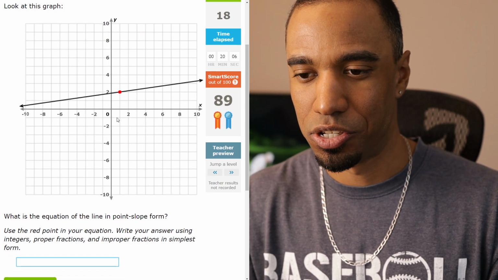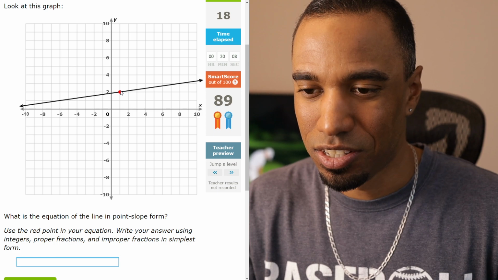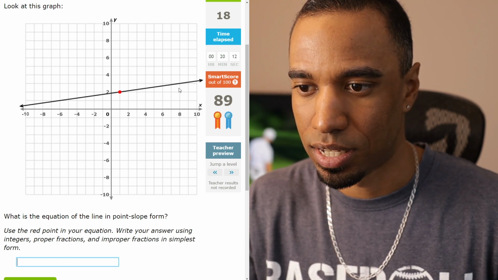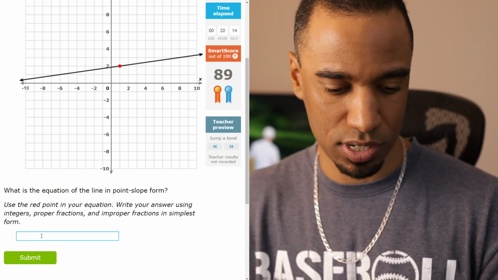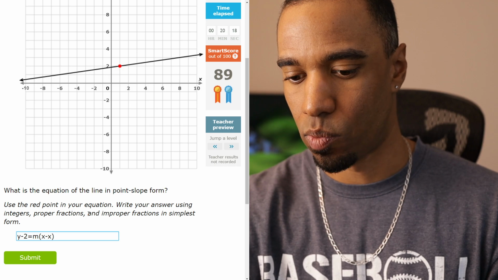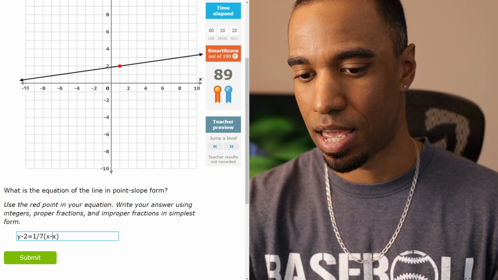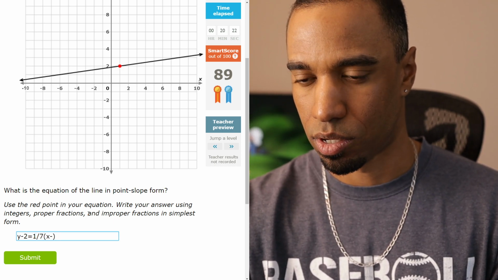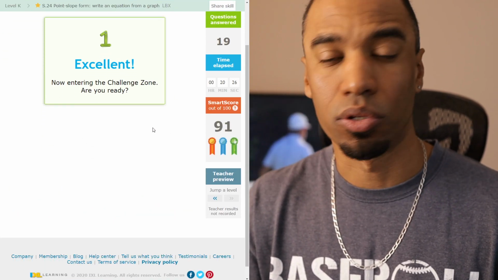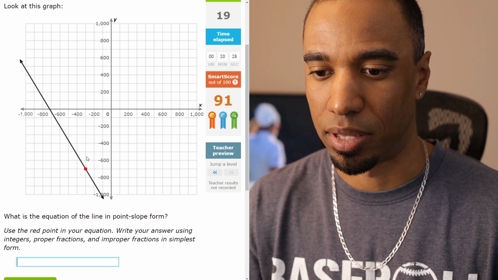All right, almost in the challenge zone. Let's do slope first. 1, 2, 3, 4, 5, 6, 7. So up 1/7 for my slope here. That's a y minus 2. M is 1/7, and then I have x minus, what is that, 1 right there. All right, now into the challenge zone, level 91. I've gotten one wrong. I feel pretty good about that.